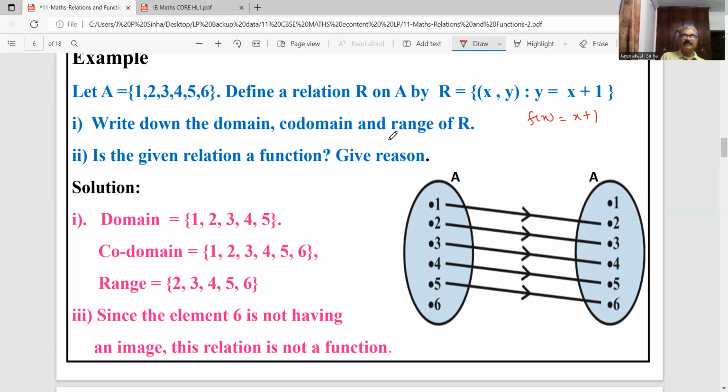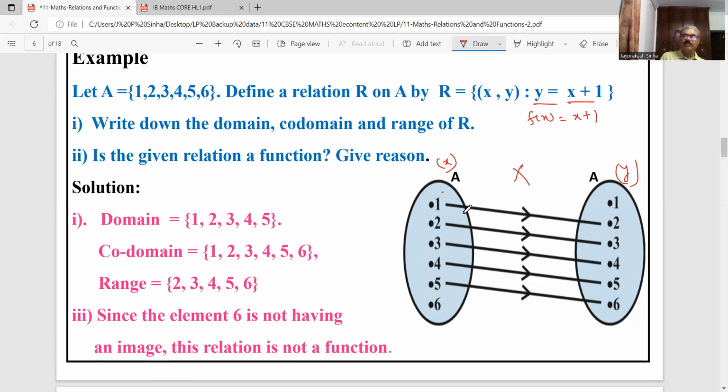So as per the definition, what is the domain? Domain of a relation. First of all, we'll write all the elements. This is the first set. This is the second set. And here, because the relation has been defined on set A only, it is an A cross A set. So all the elements are the same: 1, 2, 3, 4, 5, 6. Here also 1, 2, 3, 4, 5, 6. Now y = x + 1. So y will be represented by the second one, and x will be represented by this one.